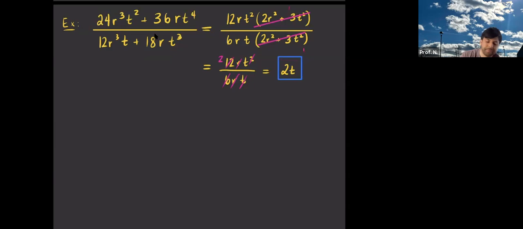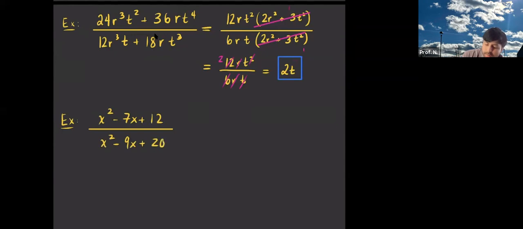That's it. So again, simplifying rational expressions, factor, factor, factor, and more factor. That's all we're going to be doing, factoring, factoring. And this will occur again and again as we progress into this world of rational expressions.